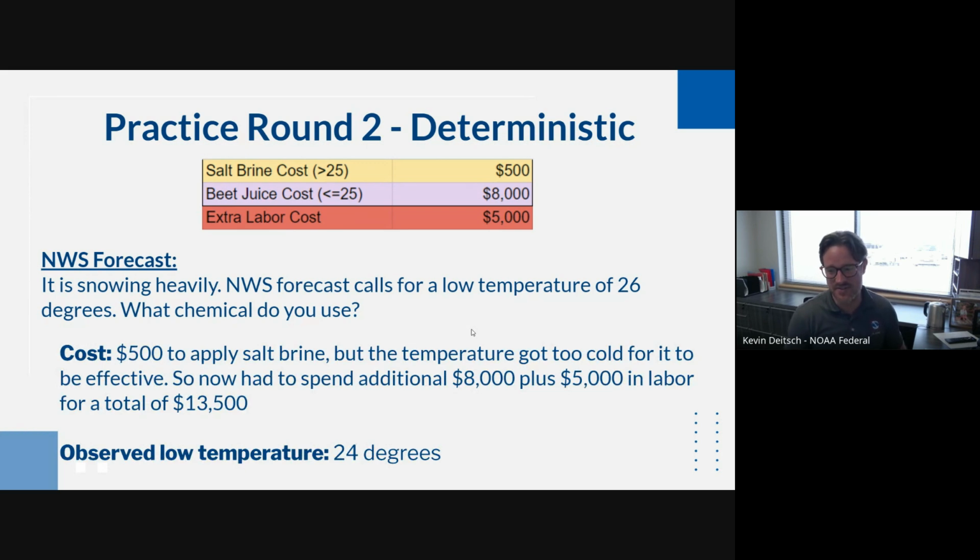So let's say you chose salt. The temperature got too cold, so now you had to spend the $8,000 on the beet juice and the $5,000 on the additional labor. So that one, if you chose salt, you would have lost quite a bit of money there for the additional charges that you would have had to incur.